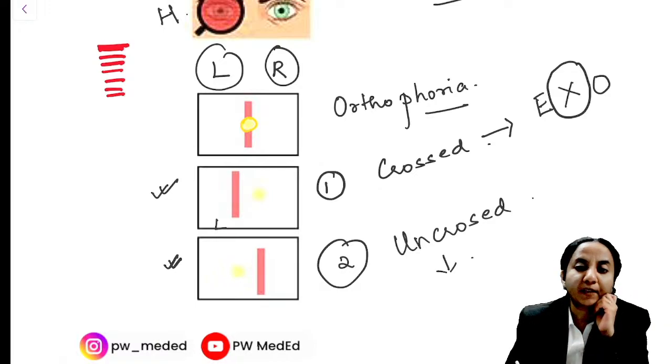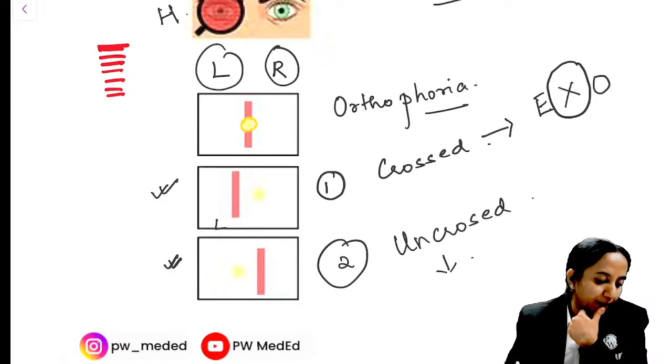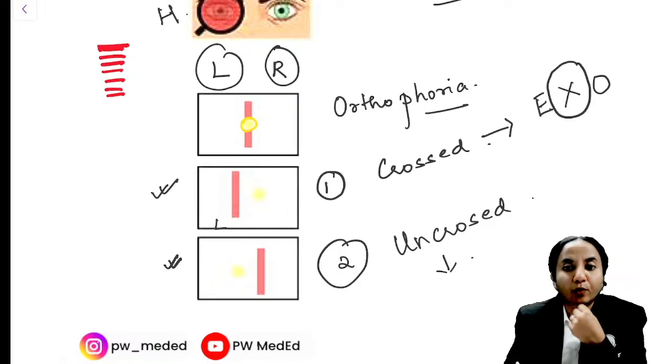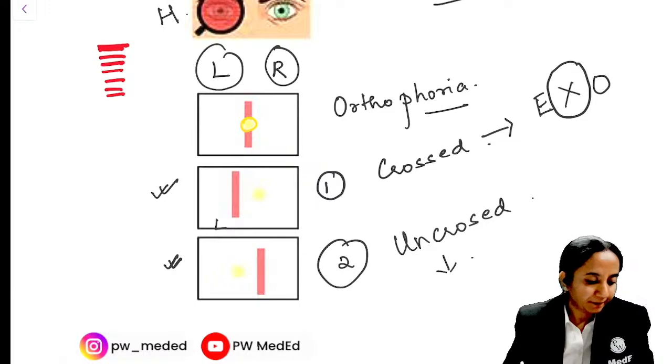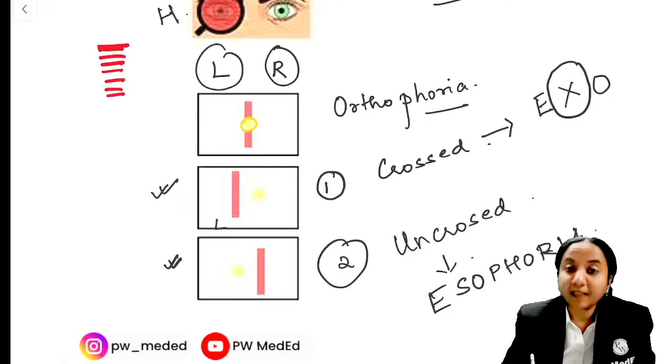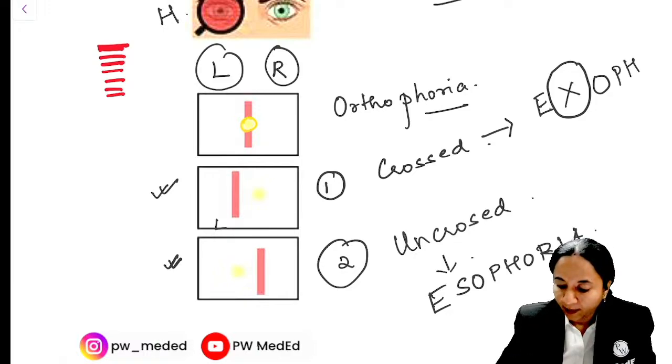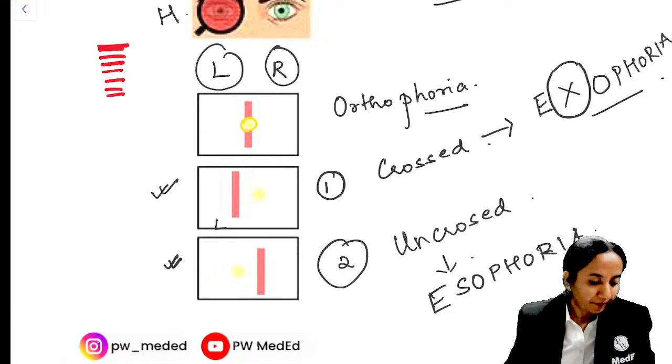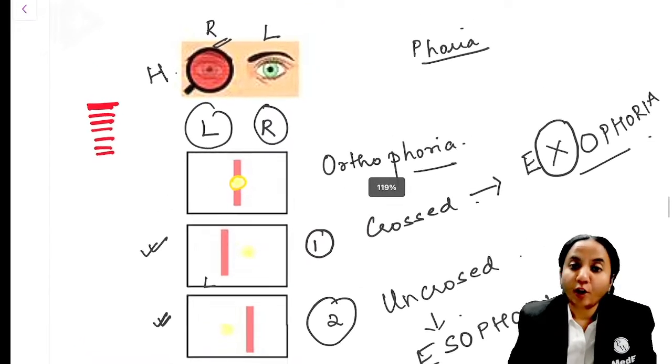Crossed hai to exo hai. That means uncrossed hai to kya hai? What is it if it is uncrossed? If it is crossed, it is exo. So if it is uncrossed, what is it? If it is uncrossed, obviously it is going to be eso, esophoria. Okay, so crossed means exophoria and uncrossed means esophoria. ओके, so this is about the horizontal phoria.